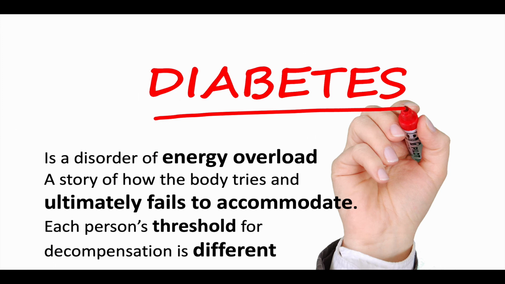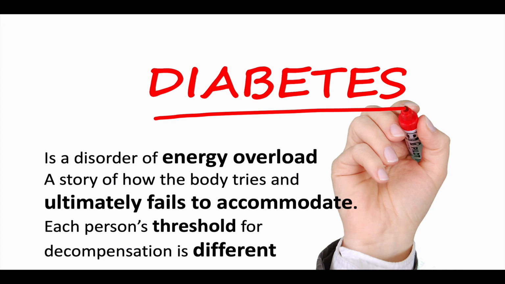So diabetes, as we described, is a disease or disorder of energy overload. Energy we get from food, we store as fat. So energy overload is too much fat. And it's a story about how the body tries and ultimately fails to accommodate. Our buffers get overwhelmed and we start to store fat in the wrong places. Each person's threshold for decompensation is different.